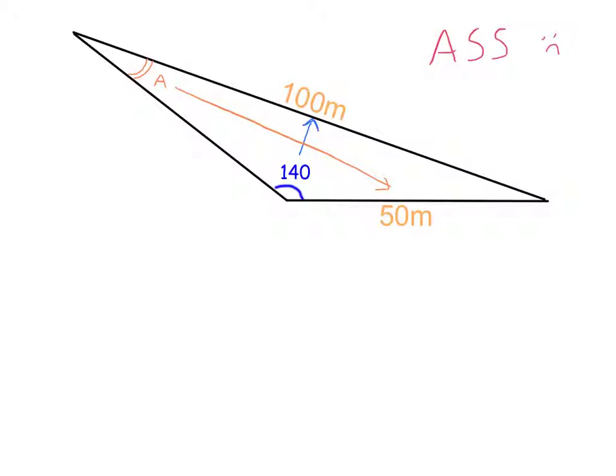So I'm going to set up law of sines. Now I'm looking for an angle, so I'm going to put angles on top. So the sine of that 140 degrees opens up to the side length of 100, and this is going to be equal to the other ratio, where the sine of angle A is going to open up to the 50. Then I'm trying to get the variable by itself, so I'm going to multiply both sides through by 50.